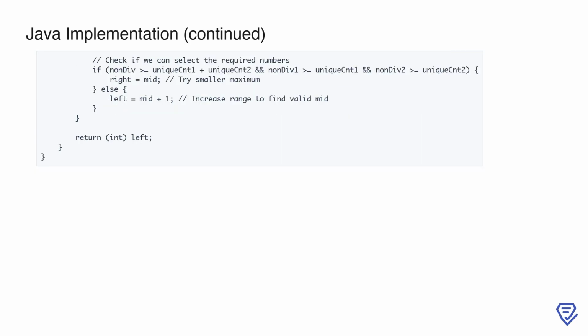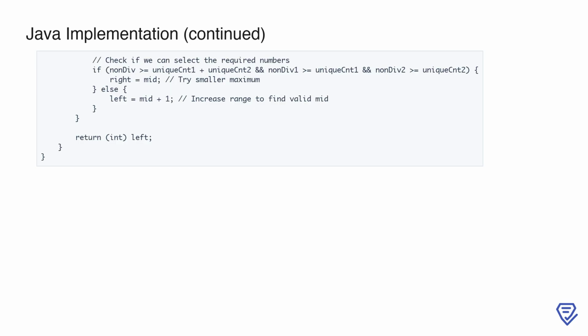Next, we evaluate whether the current mid value can satisfy the requirements for the two arrays. Specifically, we check if the total count of non-divisible numbers, non-DID, is at least the sum of unique CNT1 and unique CNT2. Additionally, we ensure that there are enough numbers not divisible by divisor 1 for the first array, and enough not divisible by divisor 2 for the second array. If these conditions are met, it means the current mid value is a valid candidate, so we narrow the search range by setting right to mid, aiming to find a smaller maximum.